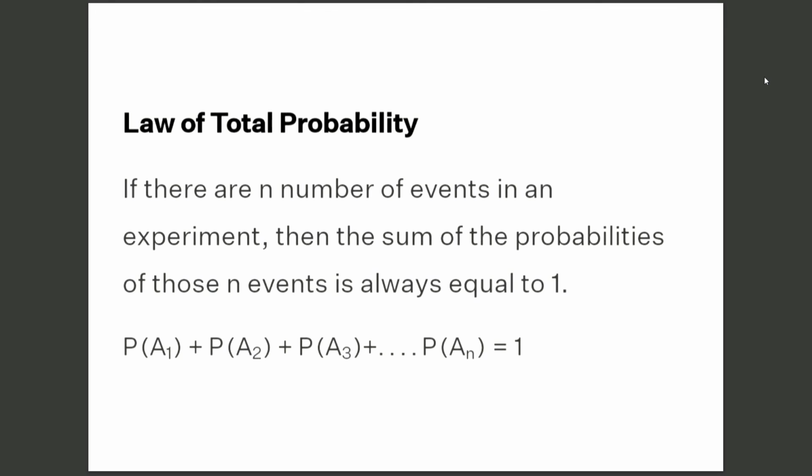Law of total probability. If there are n events in an experiment, then the sum of the probabilities of those n events is always equal to 1. P(A1) + P(A2) + P(A3) and so on up to P(An) = 1.